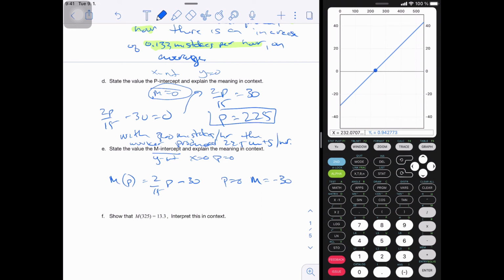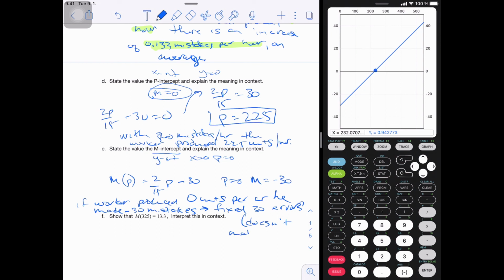So what does this mean? That if the worker produced 0 units per hour, he made negative 30 mistakes. So does that mean he fixed 30 errors? I'm not sure. I do know that it does not make sense. It doesn't make sense. But that is what this intercept means.